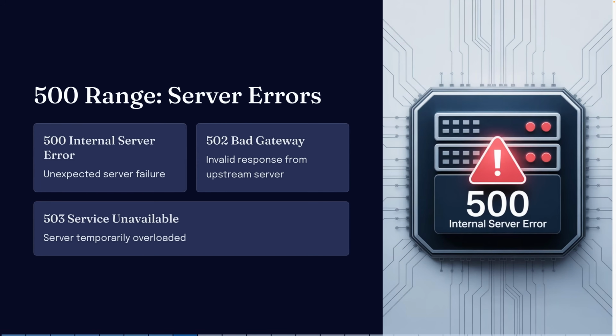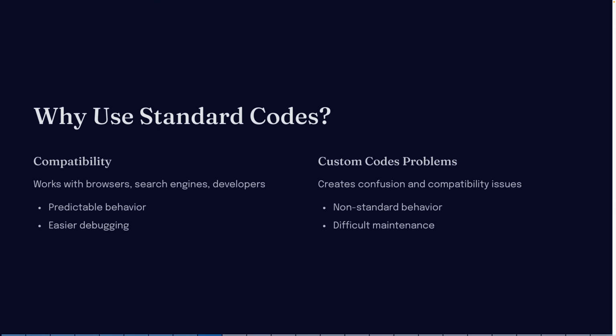So the last one comes in the 500 range, server errors. Finally, the 500 range is for server errors, when the server fails, not the client. 500 internal server error is the most common, meaning something unexpected broke on the server, like a database crash or something like that. These tell the client their request was fine, but the server couldn't handle it. So that is the main thing.